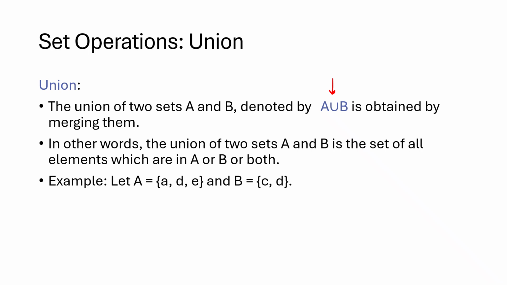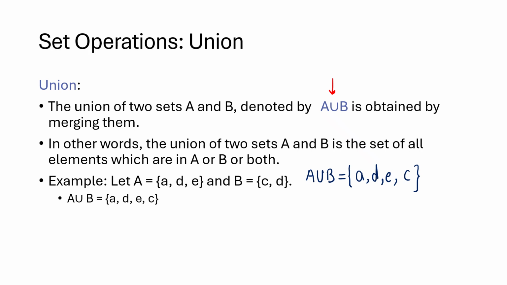Now here's an example. If A is {A, D, E} and B is {C, D}, then their union, A union B, will be everything that is in A, so A, D, and E, as well as everything that is in B, so C and D. But we have already included D, and if you remember from previous videos, repetition is not important in sets, so we don't repeat D, and that will be the union of A and B.